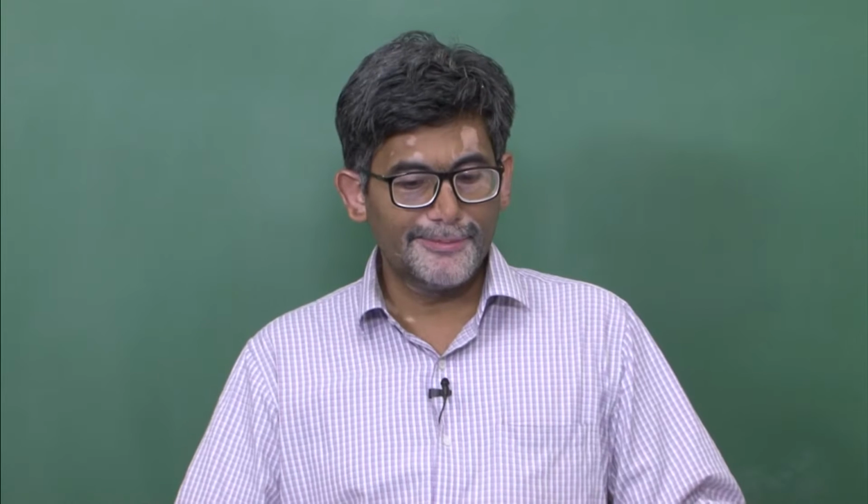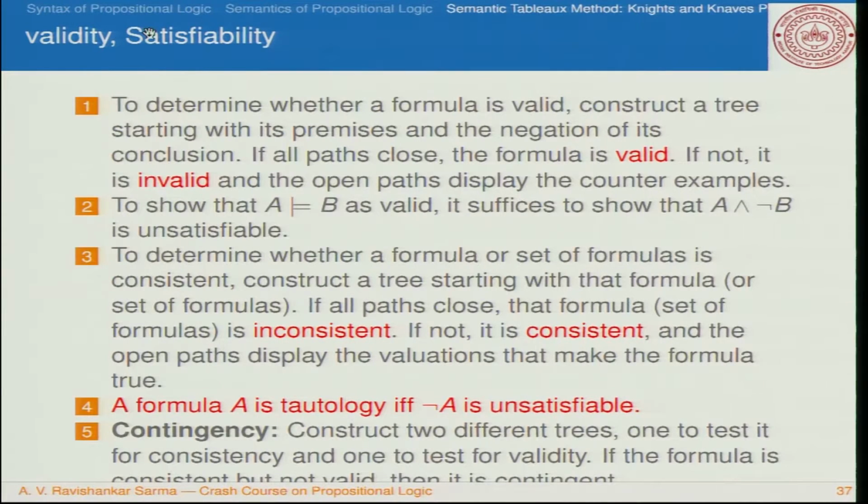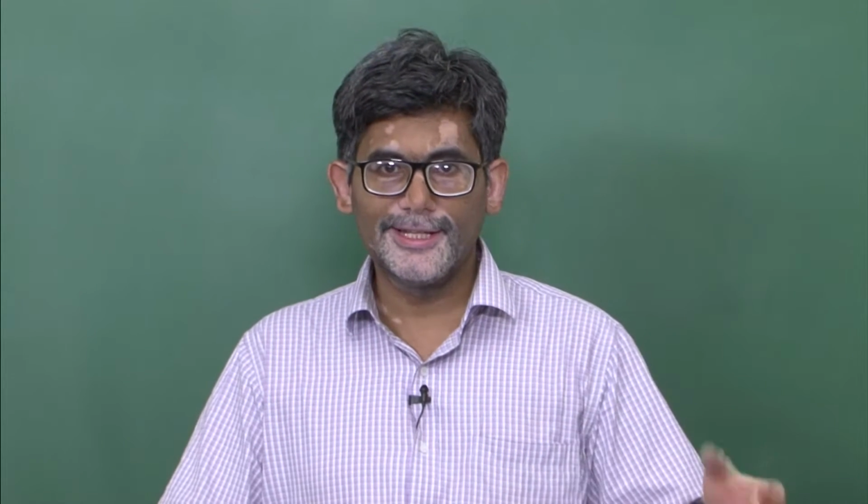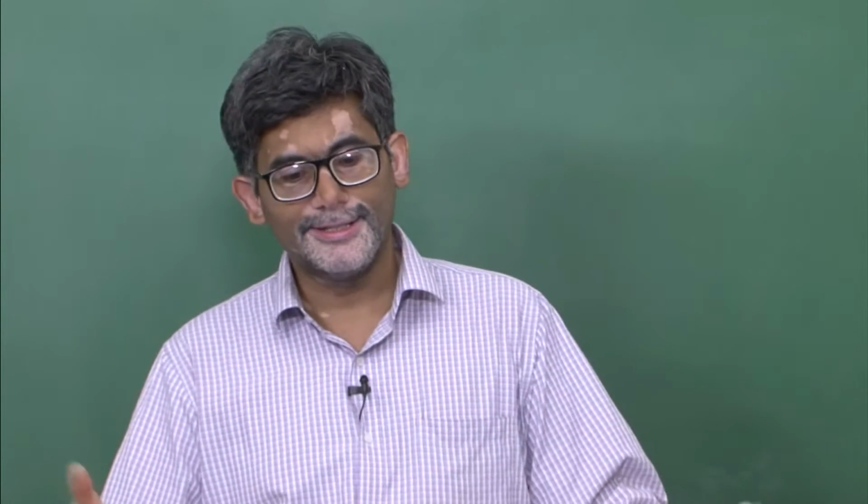So if you want to determine the validity of a given formula x, what you do is you start with the negation of the formula and see whether all the branches close. If all the branches close, then you say that not x is unsatisfiable, and not x being unsatisfiable guarantees you that x is valid.